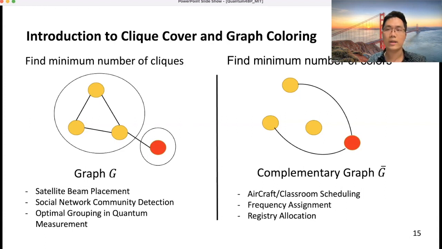For example, for clique cover, you have satellite beam placement, community detection, and optimal grouping in quantum measurement. For graph coloring, you have many scheduling problems, frequency assignment, and register allocation in operating systems.